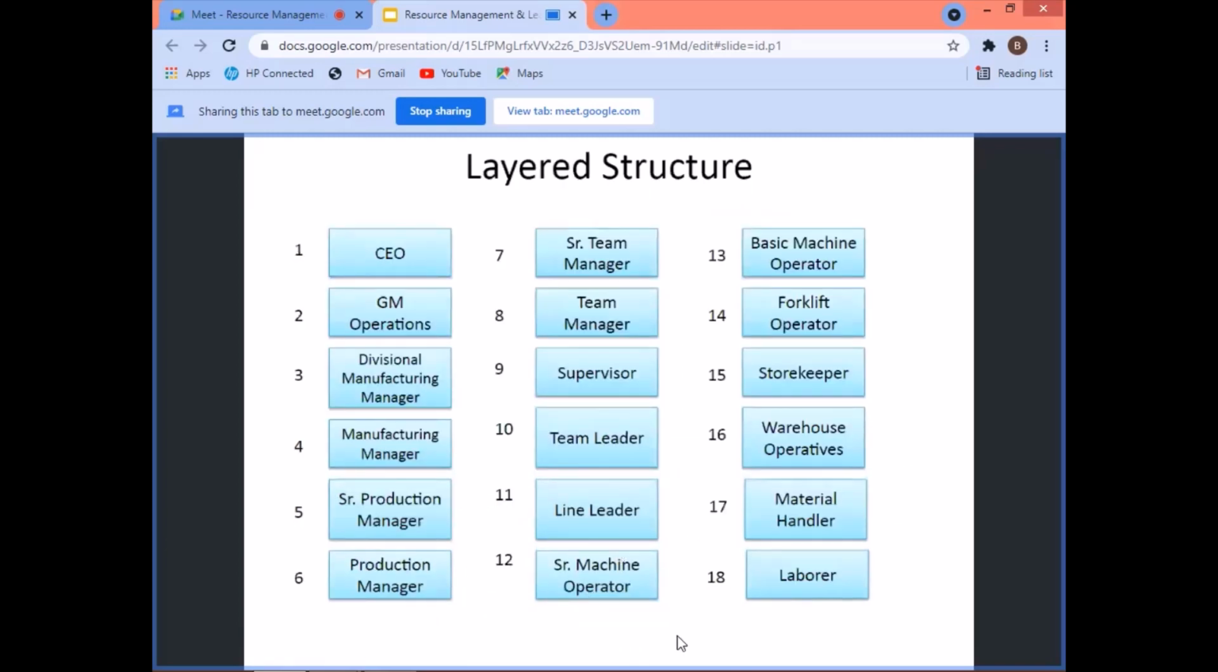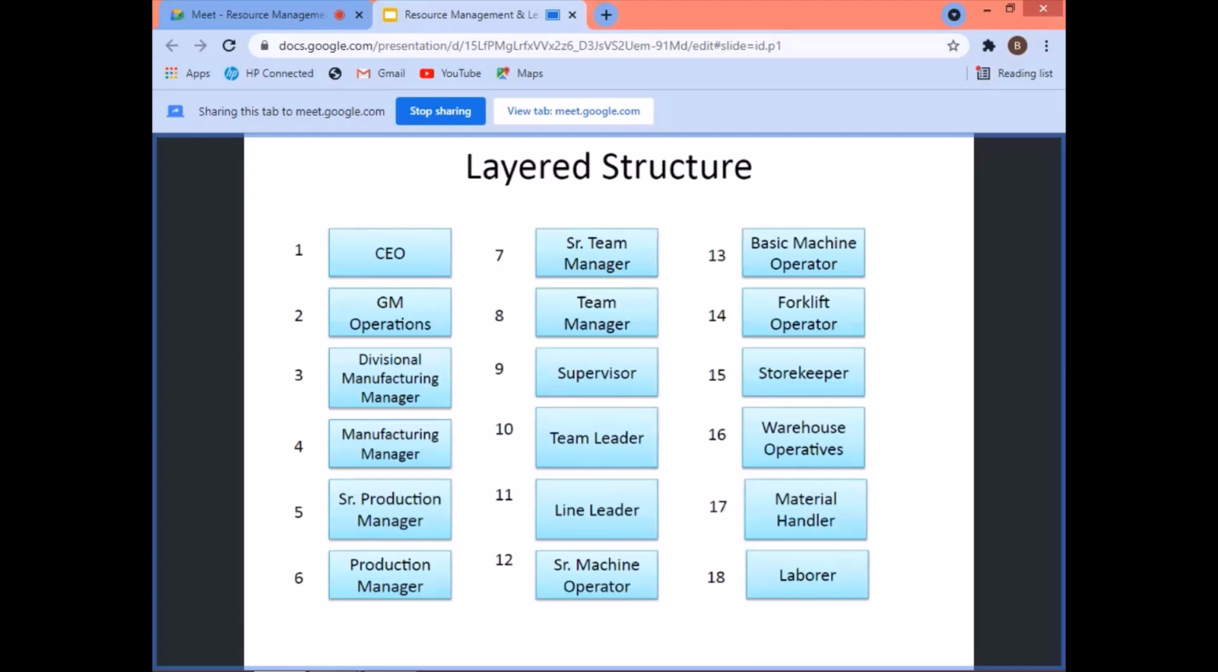Let me give you an example of a layered structure in manufacturing. CEO. The GM operations reports to the CEO. Divisional manufacturing managers report to the GM operations. Manufacturing manager reports to the divisional manager. Senior production manager reports to the manufacturing manager.